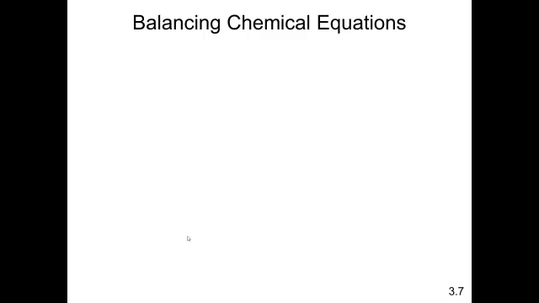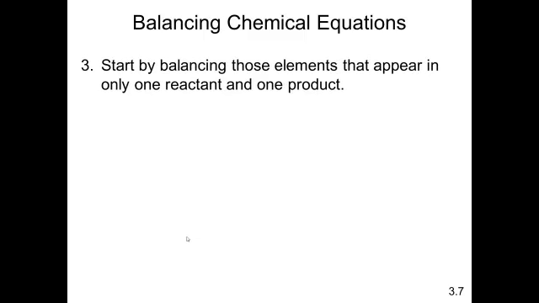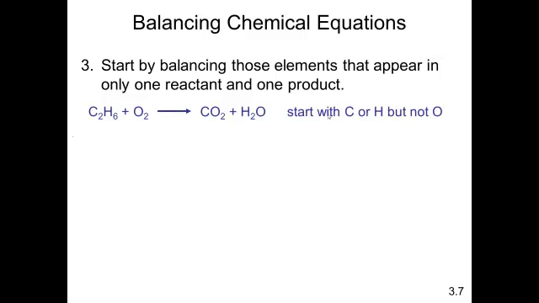Alright, so balancing chemical equations. Step 3. Start by balancing those elements that appear in only one reactant and one product. So if we go back to our equation, ethane reacts with oxygen to get carbon dioxide and water. We've got carbon one place on the left, we've got carbon one place on the right. So this would be a good place to start. We have hydrogen in one compound on the left, we have hydrogen in one compound on the right. And if we look at oxygen, it shows up in three different things, 3 of our 4. So oxygen is probably what we want to balance last if we have a choice. So really, start with C or H, but not O.